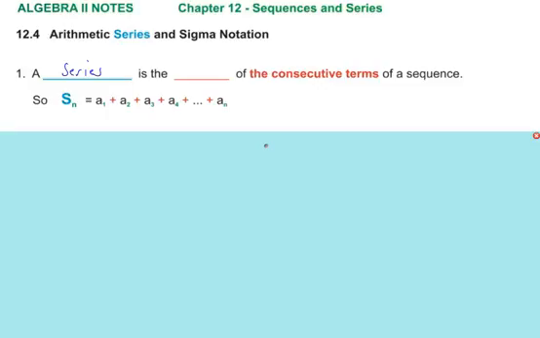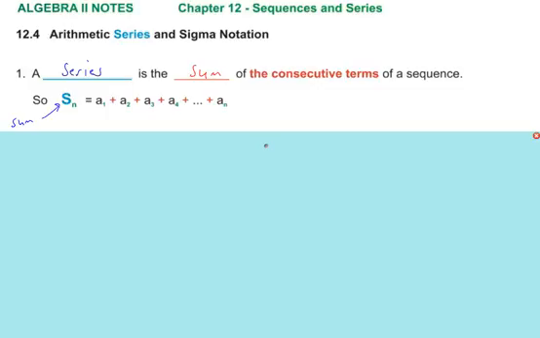All right, a series is the sum of the consecutive terms of a sequence. A series is the sum of the consecutive terms of a sequence. So all we have below is simply a notation. The capital S is a sum indicator. It means the sum of the series all the way through to term n.